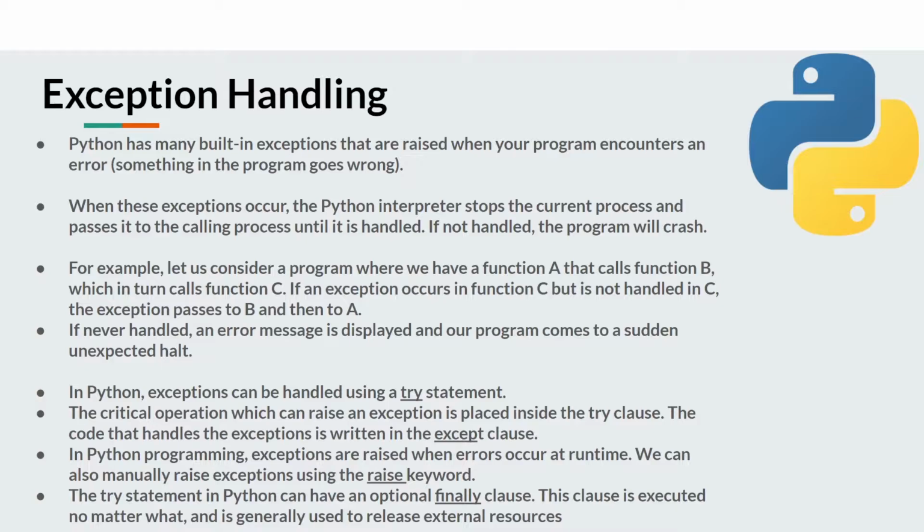In order to handle the error messages and get an intimation before the error occurs, we use the statements try, except, raise, and finally. Exceptions can be handled using a try statement. The critical operation which can raise an exception is placed inside the try clause, and the code that handles the exceptions is written in the except clause.